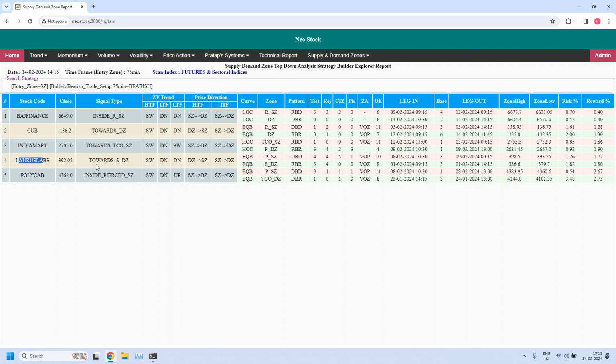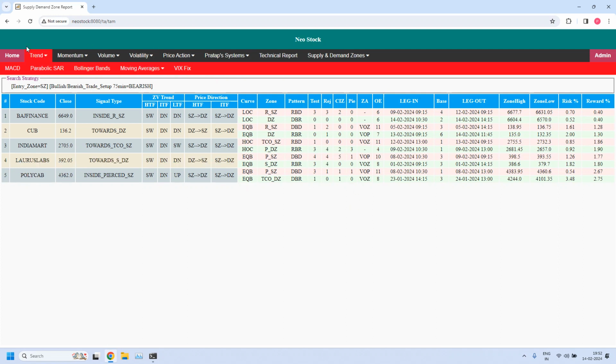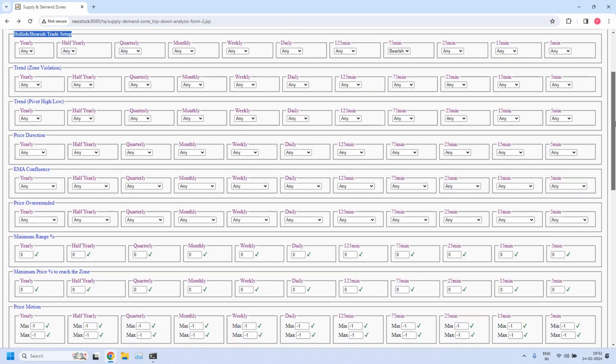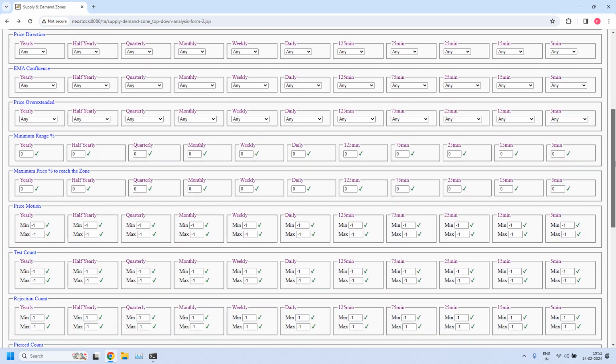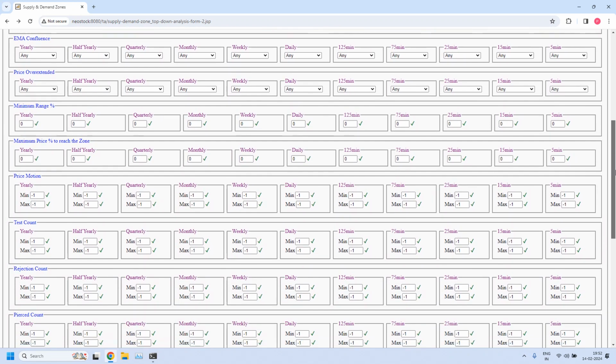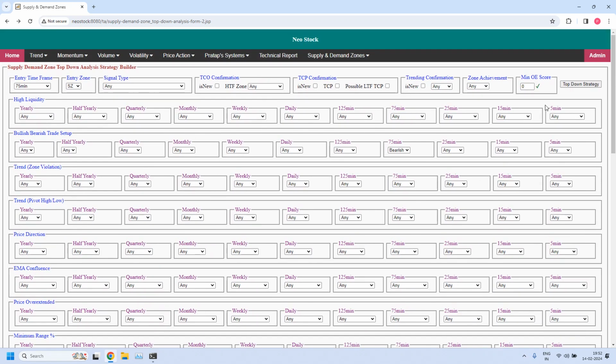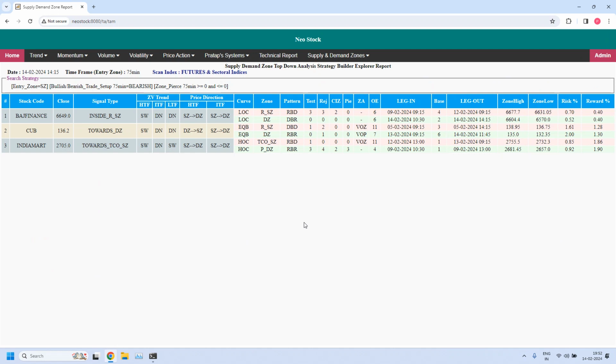In that, Laurus Labs is already pierced, so don't plan your trade. Even Polycab is also pierced. Anyway, in order to avoid confusion, let me filter the pierced zones by setting pierced count to 0 at 75 minutes time frame. Pierced count I set 0. So these 3 are the only valid stocks.